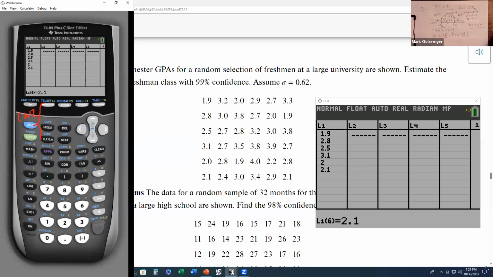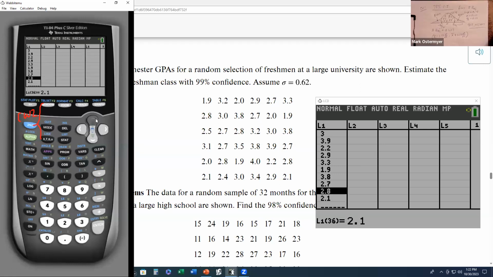2.1, 3.2, 3, 2.7, 2.7, 2.8, 2.4, 2, 3.8, 2.8, 3.5, 1.9, 3, 2.9, 2.7, 3.2, 3.8, 4, 3.4, 2.7, 2, 3, 3.9, 2.2, 2.9, 3.3, 1.9, 3.8, 2.7, 2.8, and 2.1. All right.